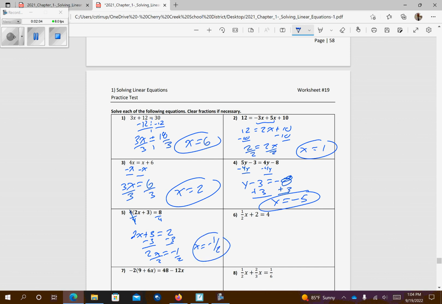This one, we can go ahead and clear the fraction, or because it's just real simple, real quick to move that over. So subtract 2 from both sides. I get that. Multiply both sides by 2. Those cancel out. x equals 4.